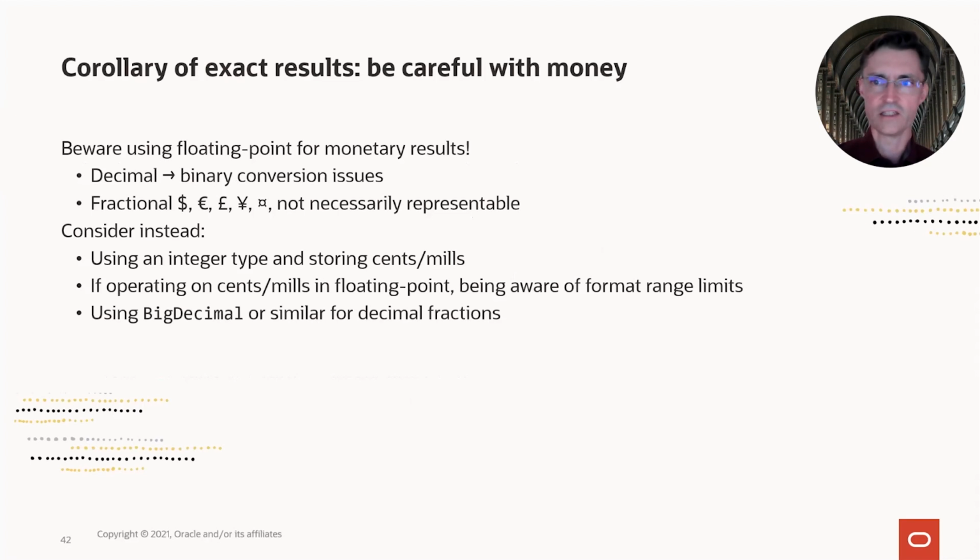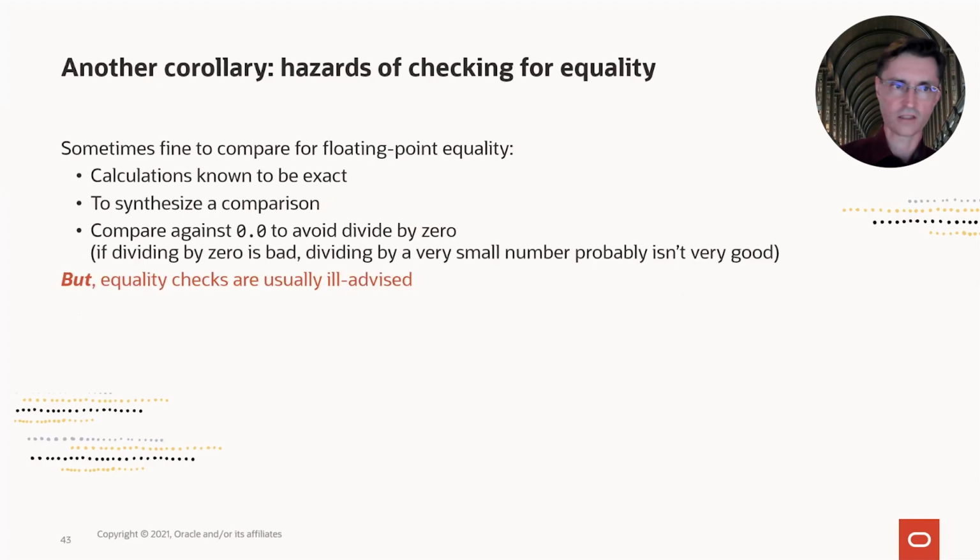A corollary of that is be careful when using floating point for monetary values. One reason for this is the decimal to binary conversion issues we've seen. If you're trying to store $1.1 or 1.1 euros or 1.1 of some other currency, that won't be exactly representable as a floating point value. So what can you do instead? You can multiply up to cents or mils or whatever smallest unit you're using and store an integer. If you do operate on the mils or cents, be aware of range limitations, or you could also use a type like BigDecimal that can store decimal fractions.